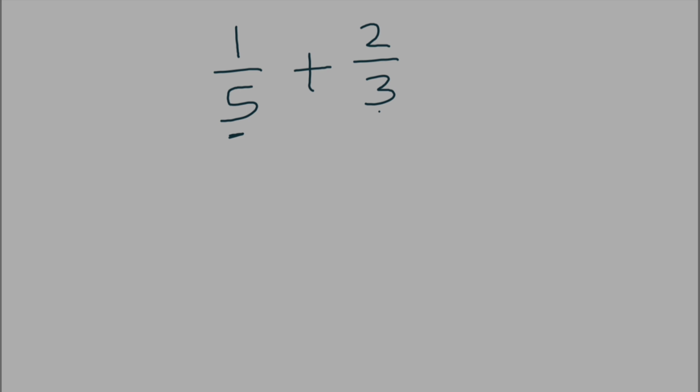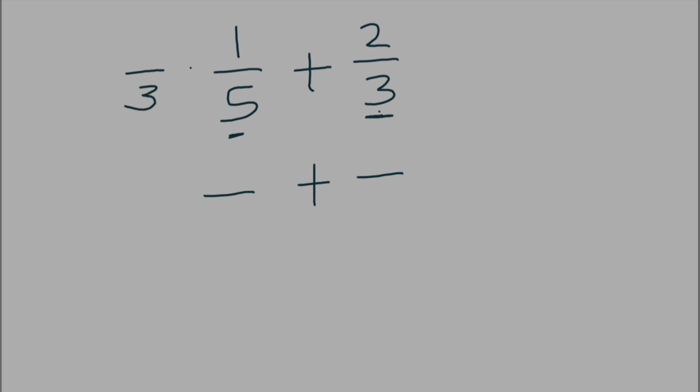First of all, we're going to make the denominators equal. Okay, so let's do that. In order to make the denominators equal, we multiply each fraction with the other fraction's denominator. So I'm going to multiply 1 over 5, that's my first fraction, with the second fraction's denominator. The second fraction's denominator is 3, right? So I'm going to multiply this by 3, okay?